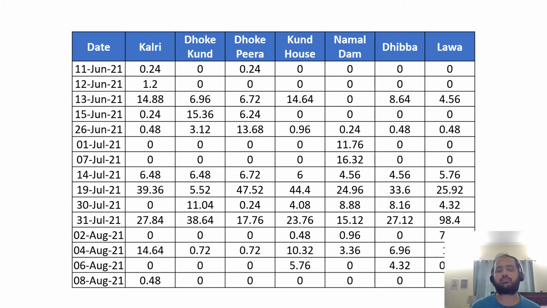So what you will essentially be doing is, you pick any date, for instance 11 June. Now you have 7 sensors reporting their values on 11 June, and you can observe the variation between Kalri and Dhokund, between Kalri and Dhokpira, between Kalri and Kund House, and so on. Then you pick the second sensor: between Dhokund and Dhokpira, Dhokund and Kund House, Dhokund and Namal Dam, and so on. You observe all of these, record all of these variations, and also note the value of H, the distance.